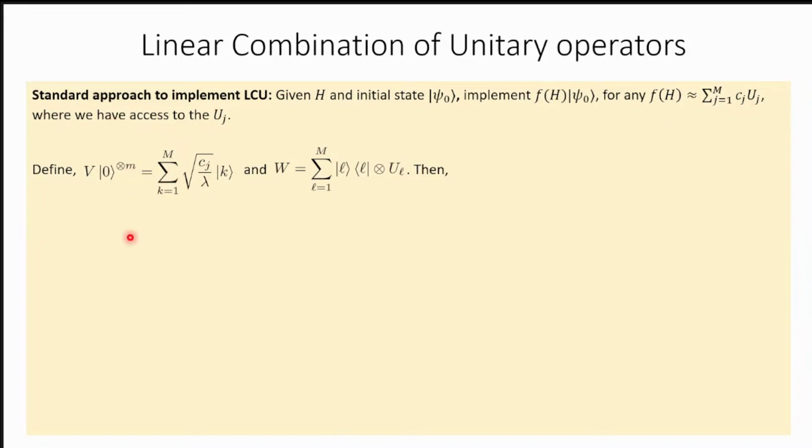So you need a unitary that initializes your ancilla space. You need m, which you can think of as log of capital M, where capital M is the total number of terms in your LCU. So you need to set up an ancilla space, and more importantly, you need to apply a controlled unitary, controlled over each of these ancilla qubits. As you can see, this is quite expensive and difficult to implement in the intermediate term.